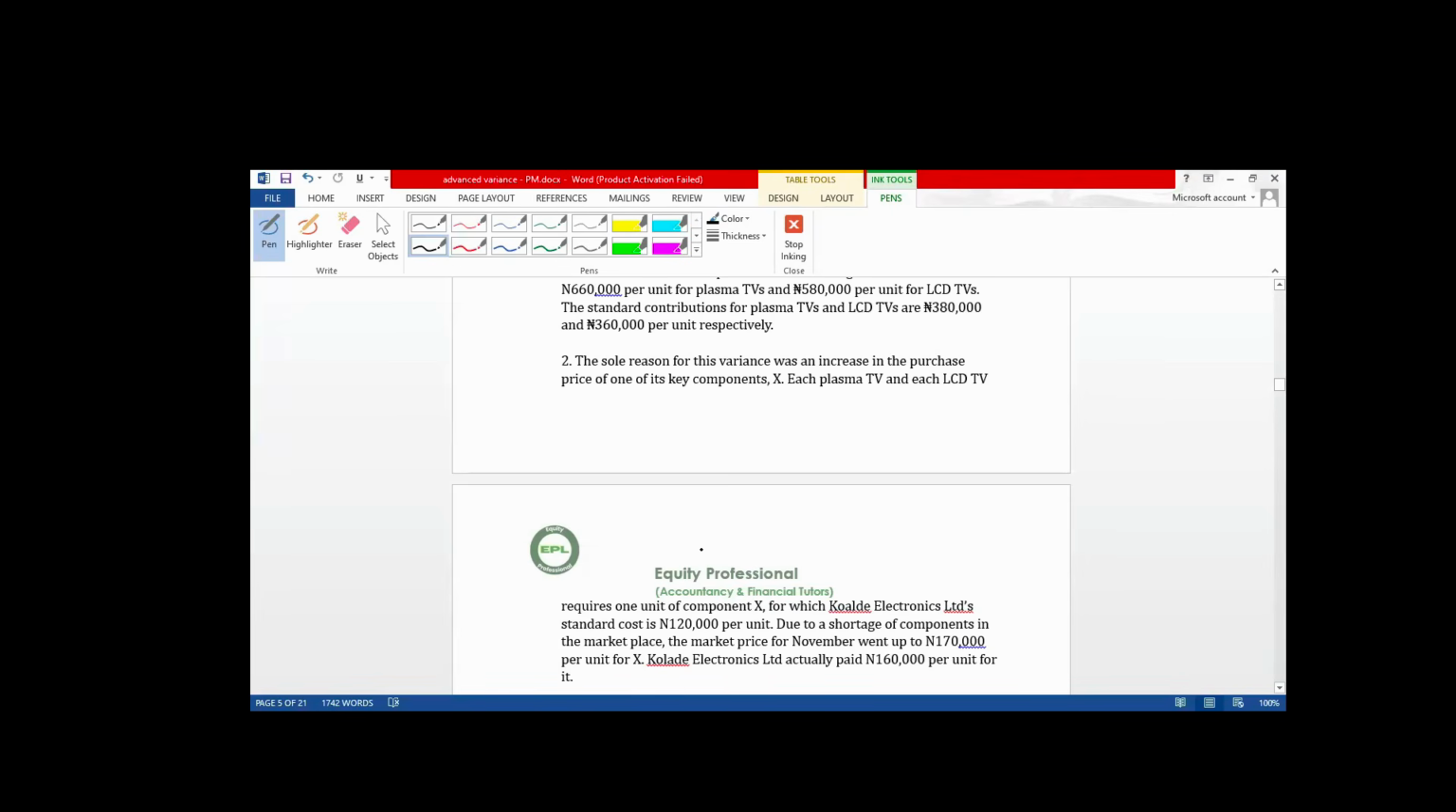That means we produce 1,400 televisions. That means we are going to purchase 1,400 units of component X. Since we produce 1,400 televisions, both plasma and LCD, it means that the raw material component X purchase will be 1,400 units. We settle that.